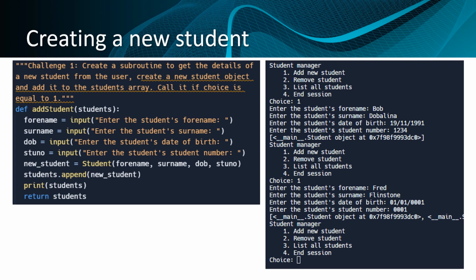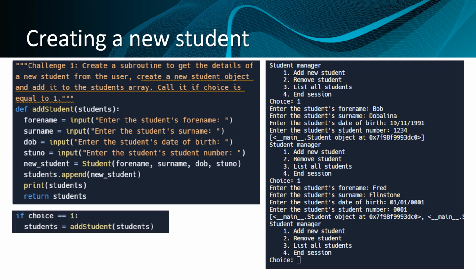Here you can see that I've printed the students array after each time that we add a new student so that you can see the objects being added. With our new student object added to our students array, we can now return that students array. Because we're using this method of passing and returning the array, we would call it by saying students equals add student students, and this would return the updated array with the new student in it.